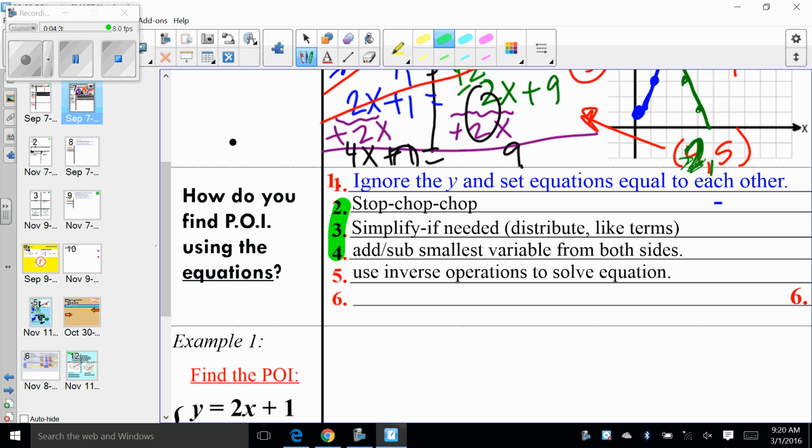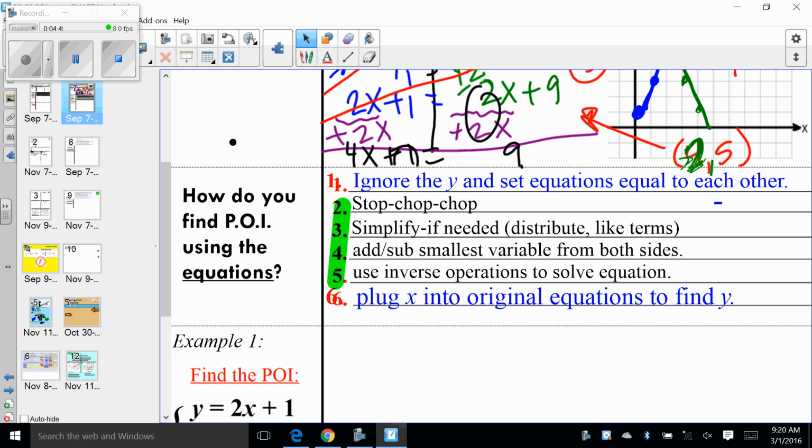Steps 2 through 5 are the same that we've been doing all year long. Stop, chop, chop, combine like terms, move the smallest variable, and so on. And then step 6, of course, is to plug back in and check. Plug back in, get that y, and then check to make sure everything's good. So plug back in to get y. Go ahead and fill that out.